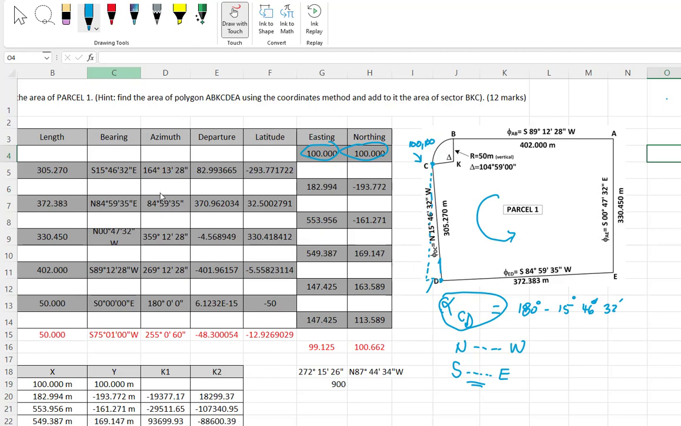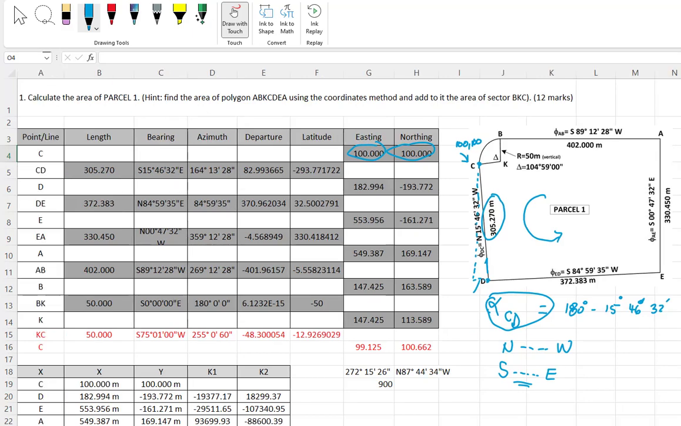So what is the length of that? The length is 305. We start with point C. In the table, first we start with a point, then with the course connecting this point with the next one. So we have C as 100 and 100. CD is a line from C to D, with its length at 305. This is given. And the bearing was south 15.